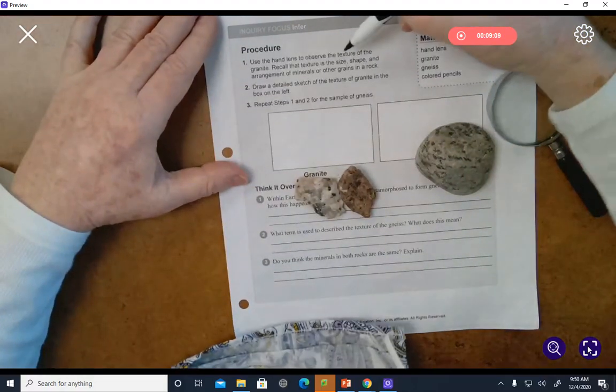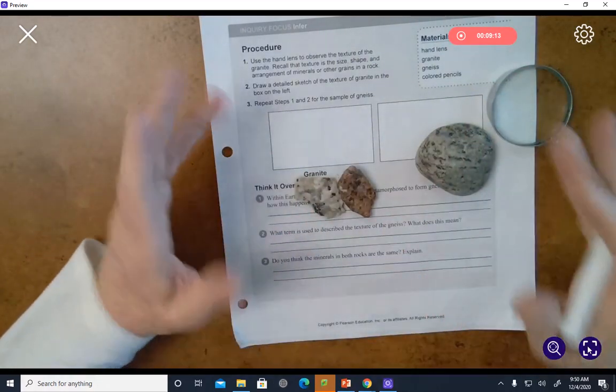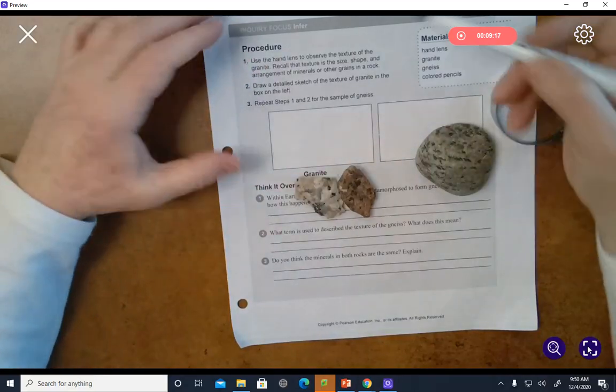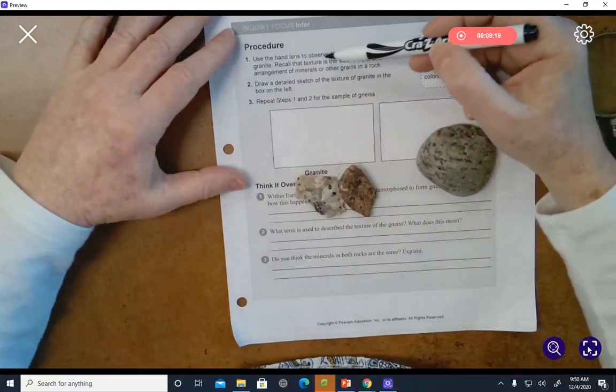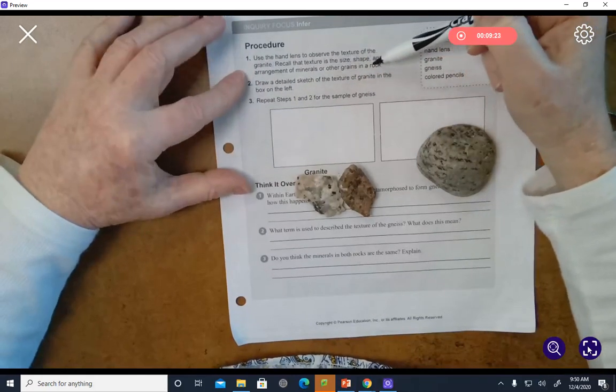Now let's think about what we said texture. Texture had to deal with grain, size, shape, and pattern. Recall that, oh, well, look at that, that's the next line. Recall that texture is the size, shape, and arrangement of minerals or other grains in a rock.